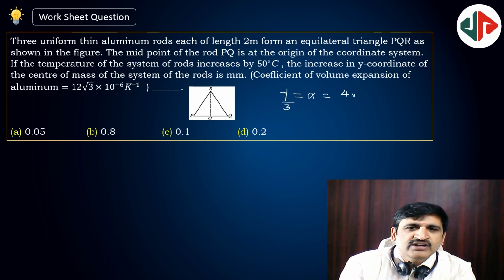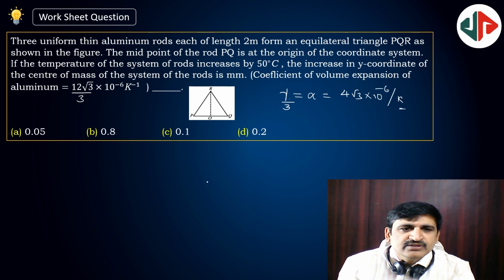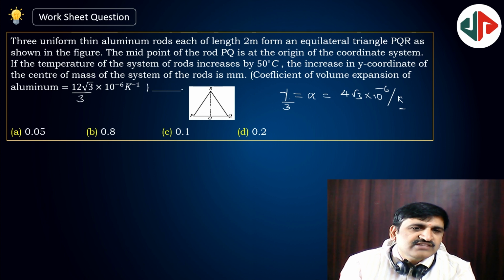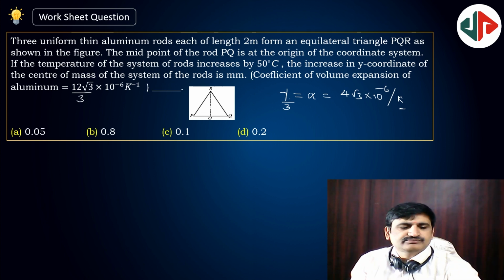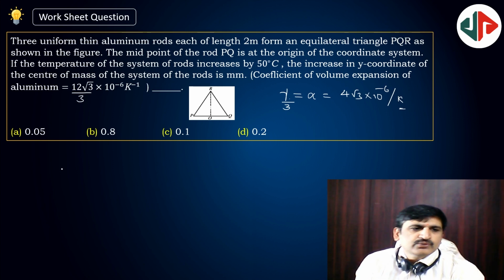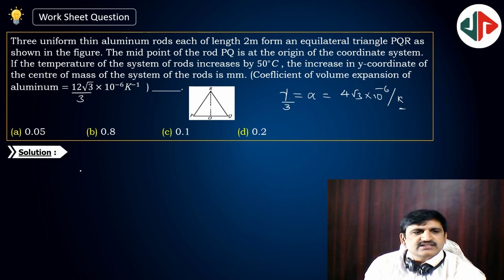So alpha is 4 root 3 into 10 to the power of minus 6 per Kelvin. Okay. So center of mass is elevated by how much? He is asking that. Center of mass elevation we need to find out. See, two cases we have to consider. Suppose the first case, its center of mass will be here. Y coordinates only we can consider. Center of mass will be here. What is the Y value?